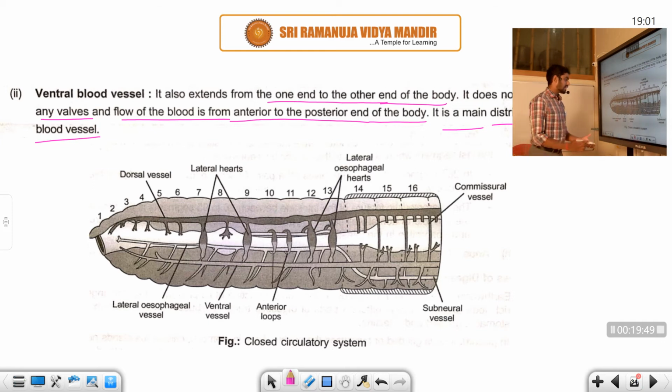Let us see where the ventral blood vessel is found here. Observe very carefully. This part represents the ventral blood vessel. This part is called the ventral blood vessel, right, student? So this is about the importance of the lateral and ventral blood vessels. This is the ventral, student.